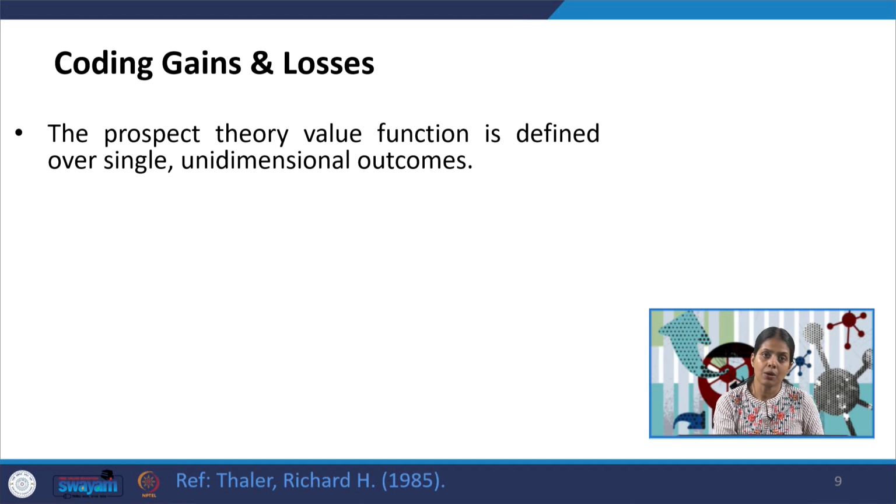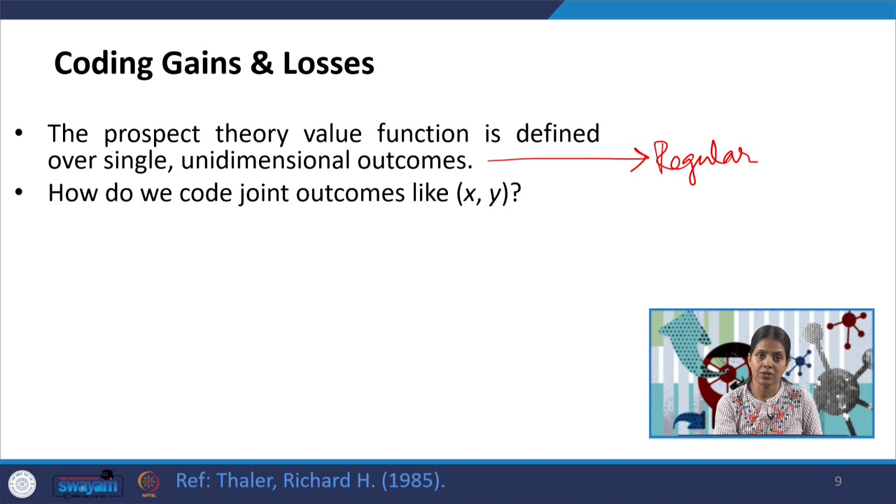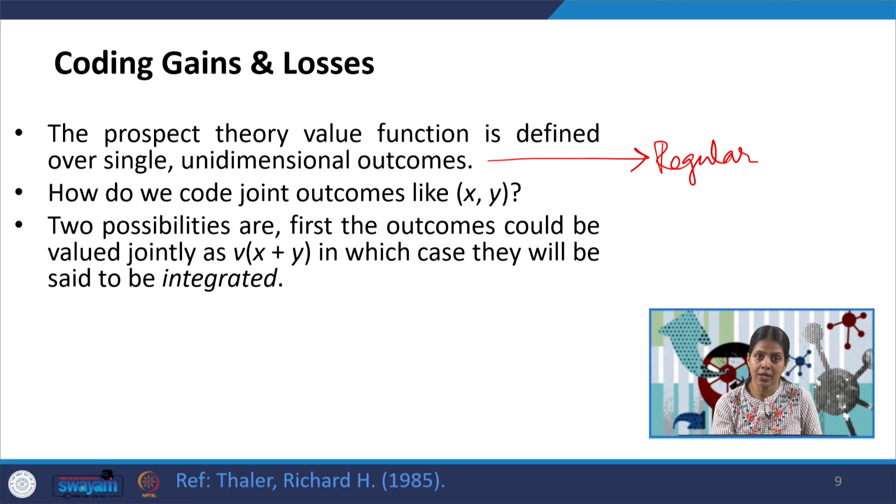Now, we talk about how we would be coding gains and losses. The prospect theory value function is defined over single unidimensional outcomes. If you remember, one criticism against prospect theory is that most of the prospects it was using were regular, and when they used mixed prospects, they were segregated into gains and losses. So, in some way we can consider them unidimensional. How do we code joint outcomes like x, y? Now, x, y could be both positive, both negative, as well as mixed.